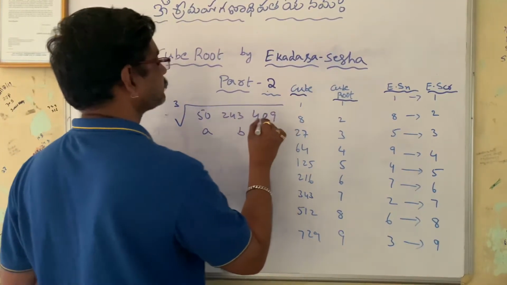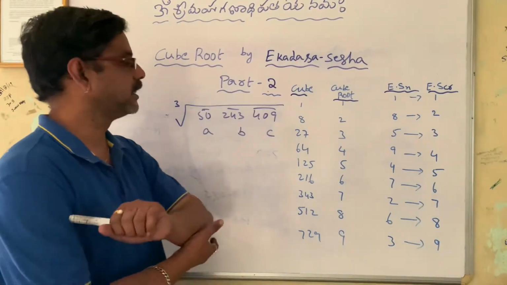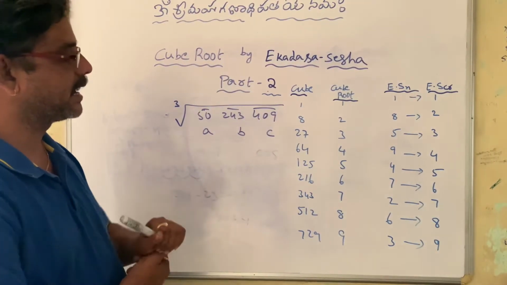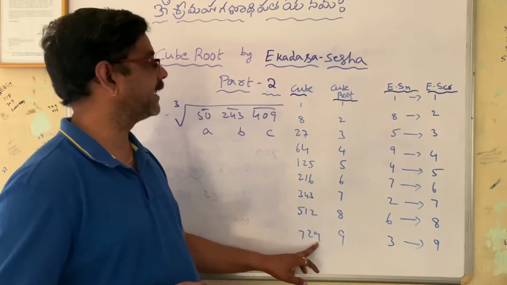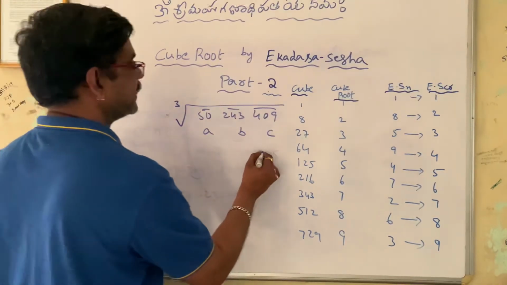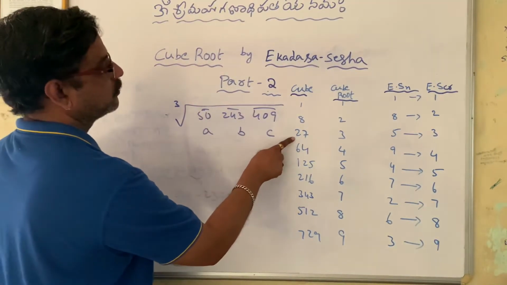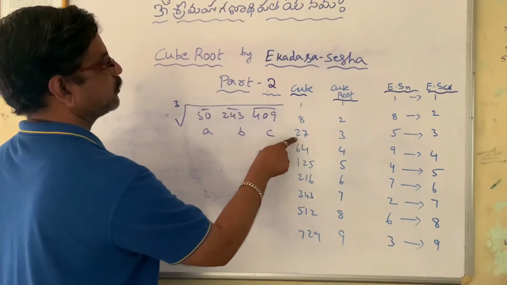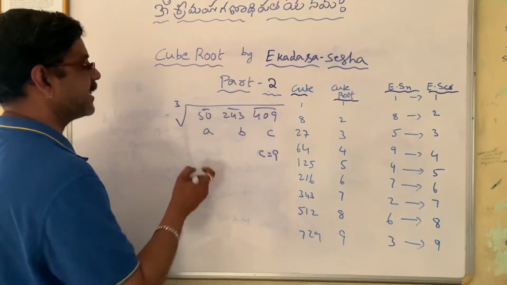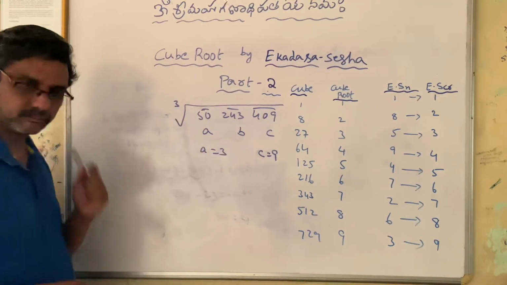50243, three digits. If a number ends with 9, its cube root ends with 9 only. So C is 9. 50 is less than 64 but greater than 27, so we can take A as 3. We need to find out B.